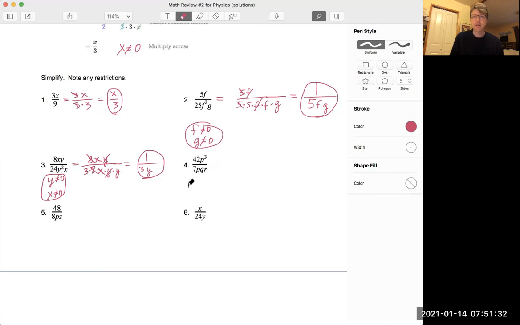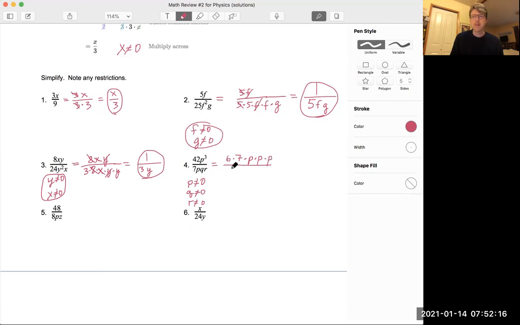Okay, look at this. P, I guess I'm really into restrictions today. P is not 0, Q is not 0, and R is not 0. All right, here we go. I can see that if this has a common factor of 7, I'm just gonna write this as 6 times 7. I'm not gonna write it as 2 times 3 times 7, because I can see that there's a 7 down there. Then I'm gonna put P times P times P, because it's P cubed.